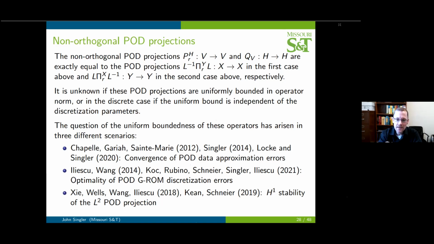So it could be that in practice, these things are almost always uniformly bounded, but there may be some strange counterexample. I looked quite a lot at non-orthogonal projections, just the general theory and stuff like this. I found one reference to something where there was a family of non-orthogonal projections, not POD, something else, where uniform boundedness was true in one space, but not in another.